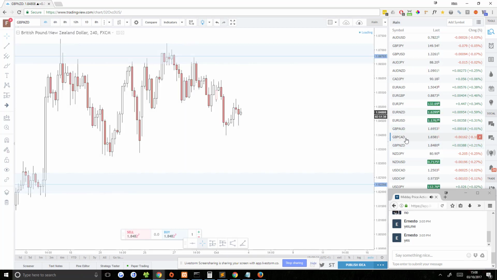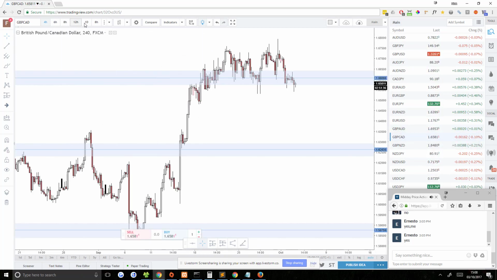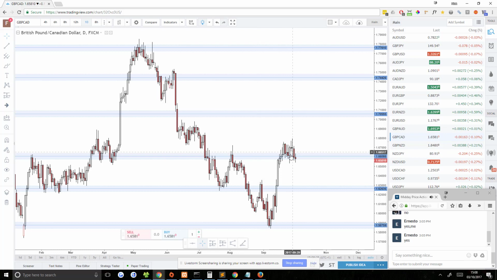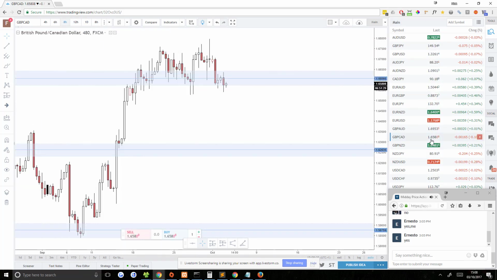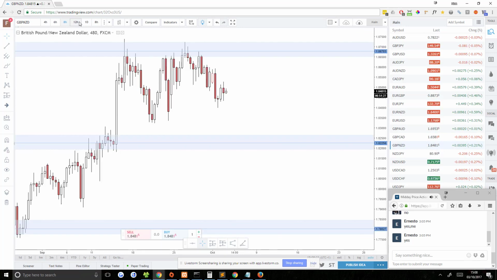GBP AUD is not doing much. GBP CAD is broke above support. Now it's broke above resistance. Now it's stalling there, but yeah, nothing much there either.